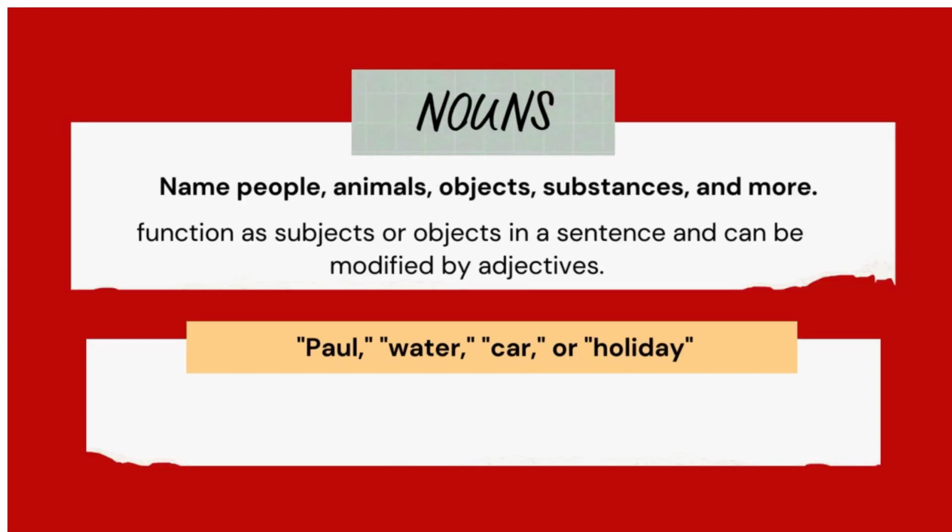Nouns, perhaps one of the most familiar parts of speech, are used to name people, animals, objects, substances, and more. Nouns function as subjects or objects in a sentence and can be modified by adjectives. Consider names like Paul, water, car, or holiday. They form the foundation of our language.